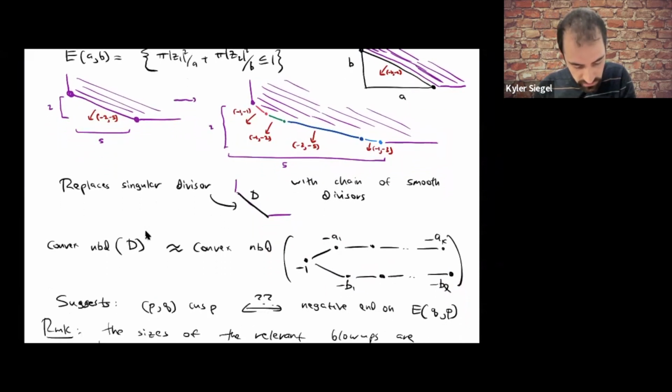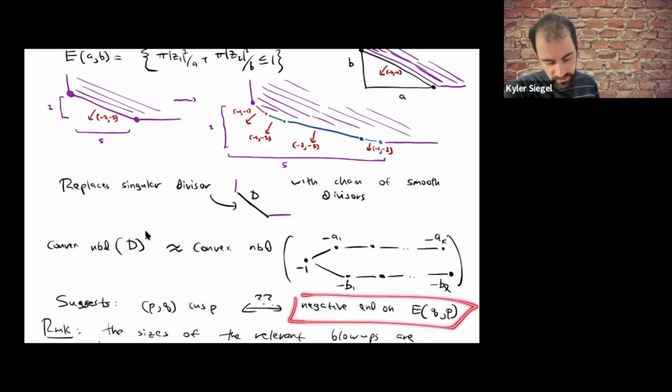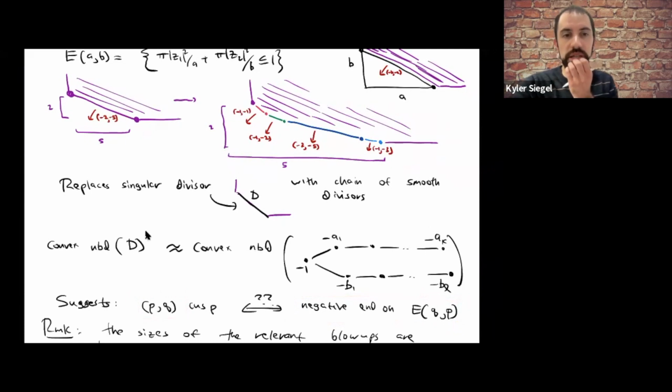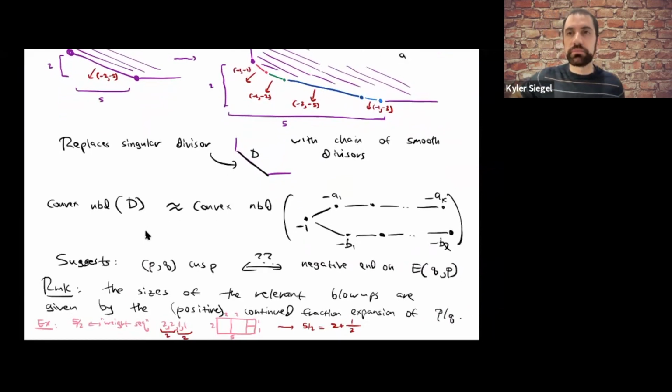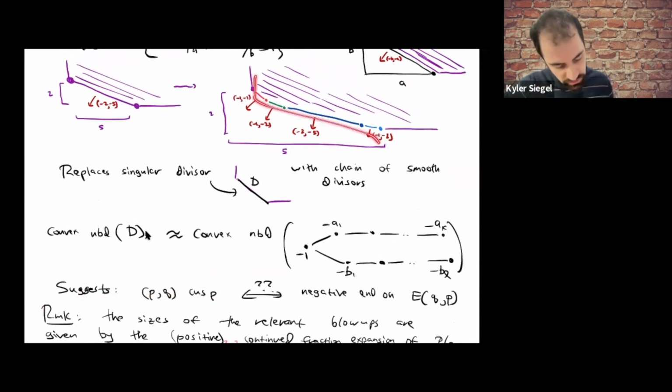Okay, so this suggests, rather strongly, that the existence of a (p,q) cusp should be closely related to having a negative end on the ellipsoid E(q,p). This is just a remark; I mean, this is a beautiful picture.